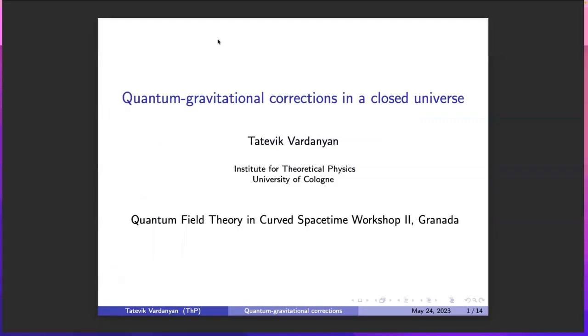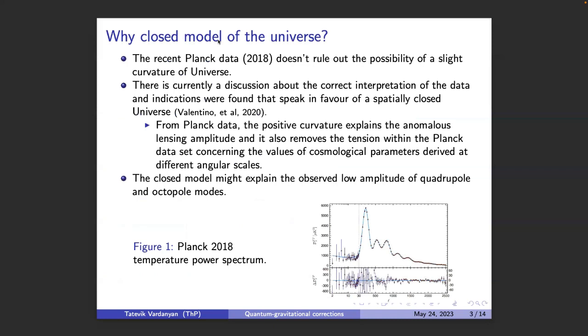Okay, as you know, the Lambda CDM model is very favored from the Planck data, but there is current discussion on why it is not obvious that the universe should be flat. There are these recent papers published, and also other papers that I don't mention here. You can see the other references in the paper. So there is current discussion about the correct interpretation of data, and indications were found that speak in favor of especially a closed universe.